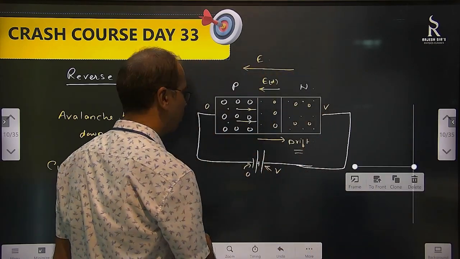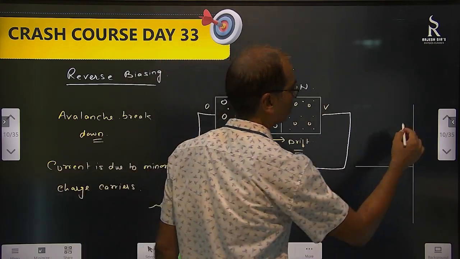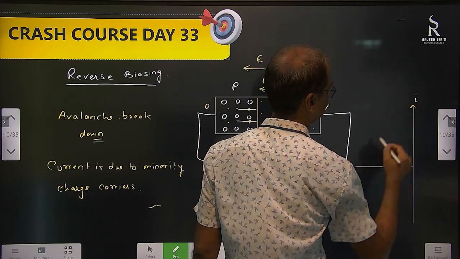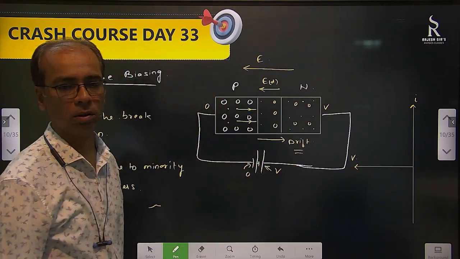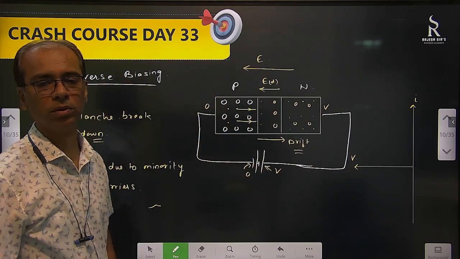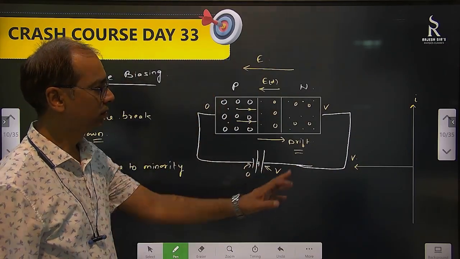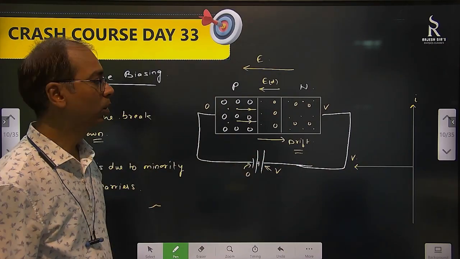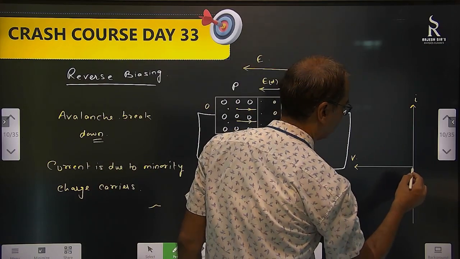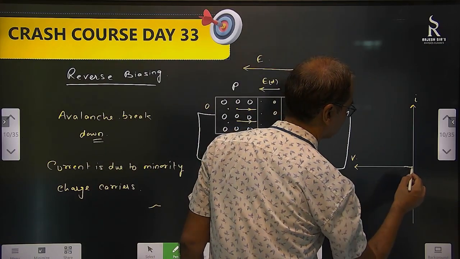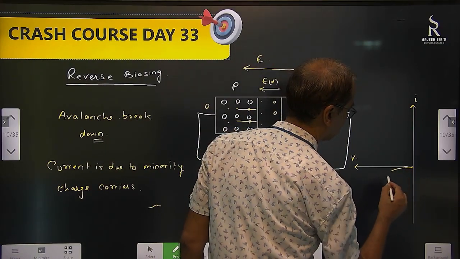Right, so it's in the opposite direction. This is I here, and this is V. Now V we have applied in the opposite direction as compared to the forward bias, so that's why we are showing it in this way. So how is the current then? Current is like this. A small drift current is there, but suddenly it becomes large.